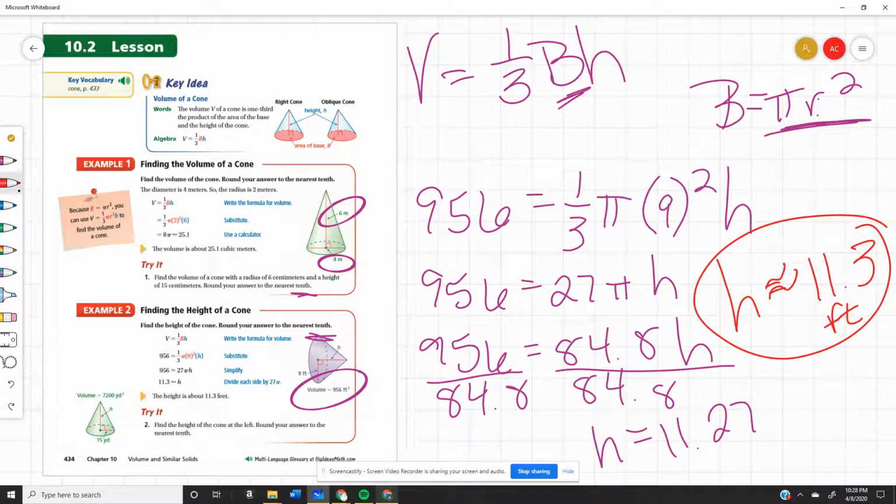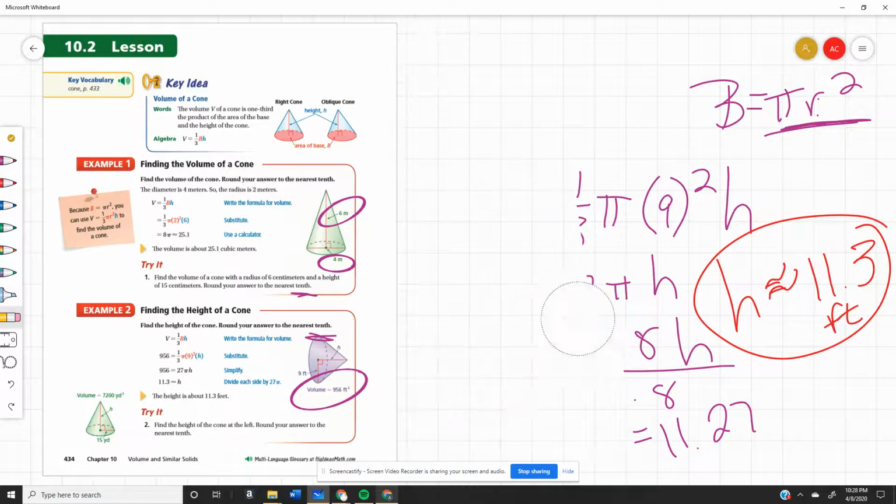So now I want you to try it 2 on your own, and I'm gonna erase this, and then as soon as I get all of this erased, I will do the try it.